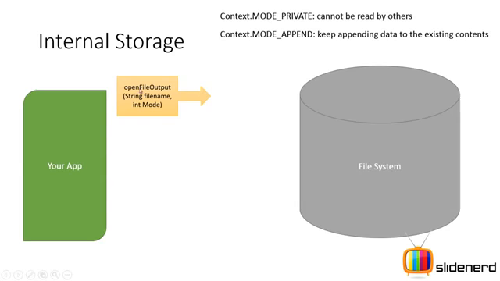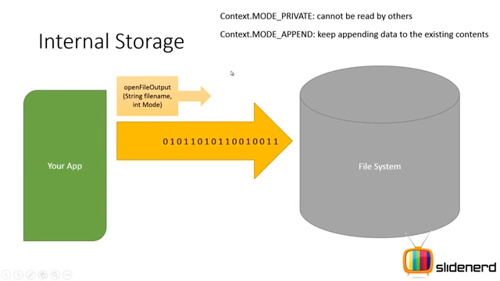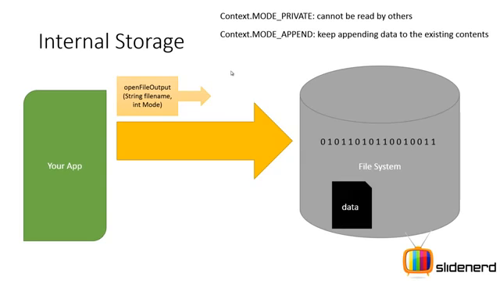Now remember, openFileOutput gives you a reference to a FileOutputStream, which means you can write binary data from your app to the file system through the stream. And now that data can be stored inside this file. It's data.txt in our case, and then to read the file you can say openFileInput, which gives you a FileInputStream.